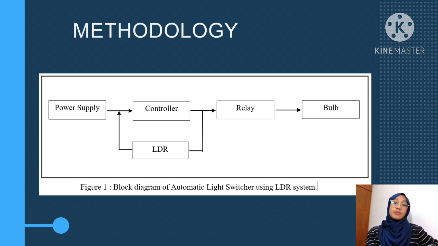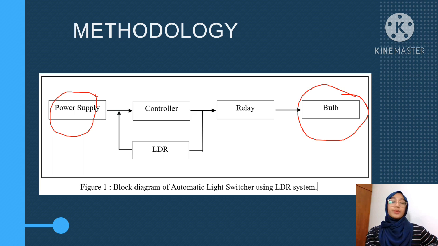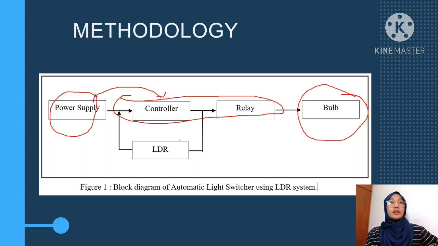Hi, my name is Nur Elisa Mies binti Muhammad Zaini with matrix number AA190210. Today I'll be presenting and explaining the methodology of the project, which is the automatic light switcher using LDR system. As we can see in the slide, the power supply is the input and the bulb is the output. From the power supply, it flows through the controller, the relay is the transfer function, and the LDR is the feedback.